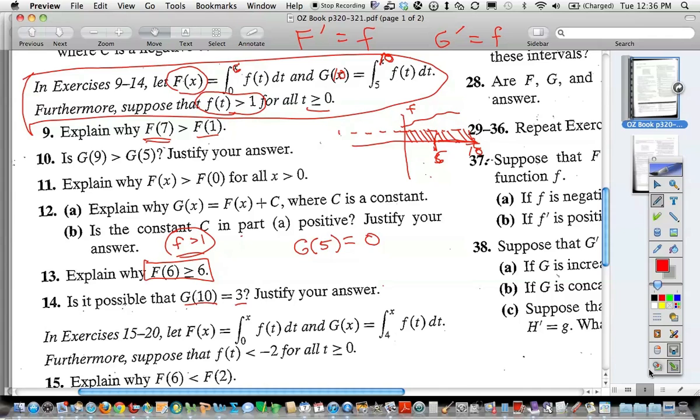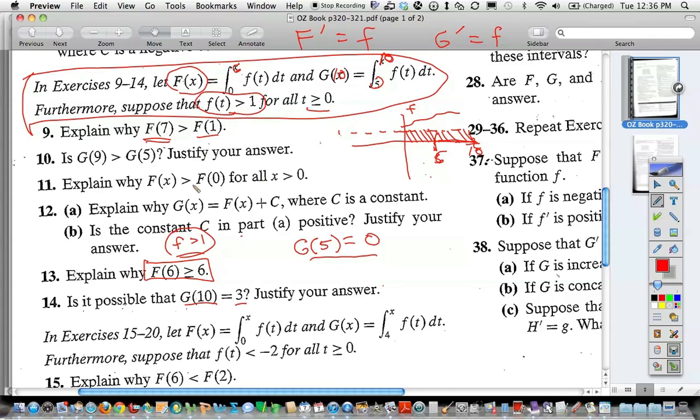Yes? Big G of 5 is 0, but it says that the little f graph is always greater than 1. Does it just jump? No, because remember, big G is just the area under little f, the same little f graph as this one. It's a vertical shift. Little f never changes here, but if you were going to look at a big G graph or a big F graph, the difference between big F and big G would be that vertical shift.